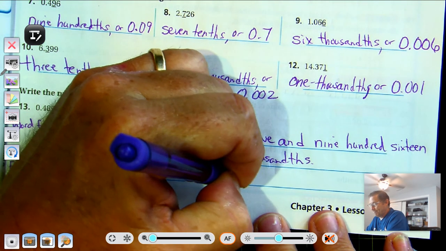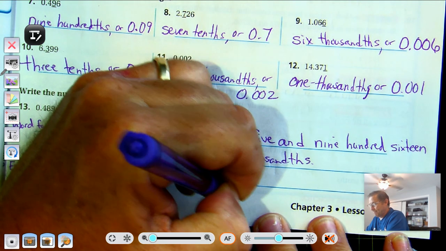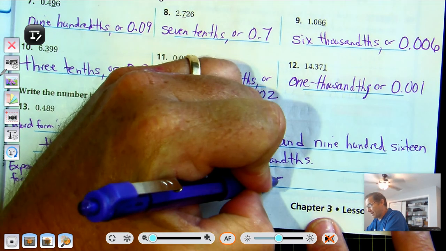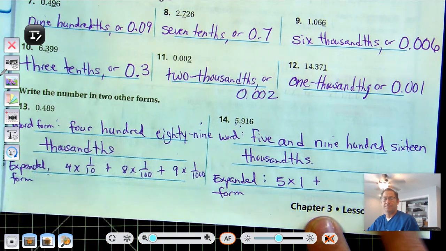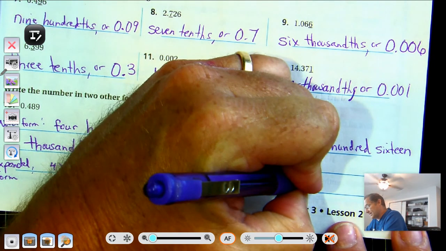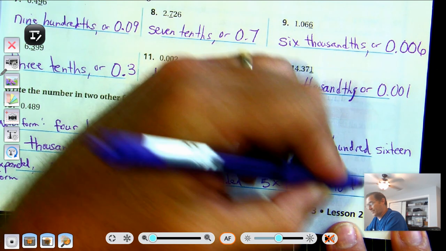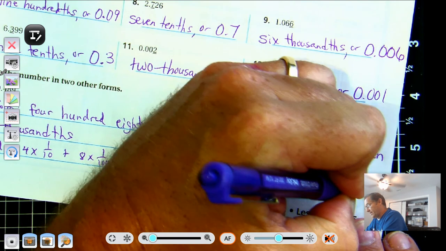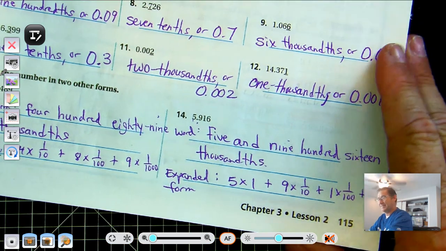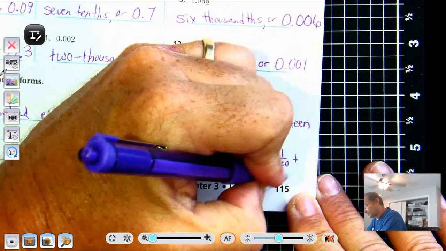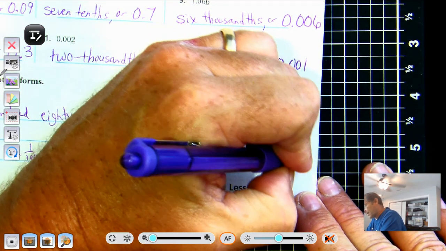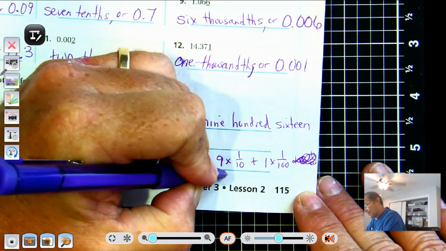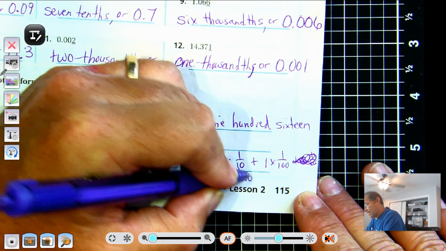Expanded form. Well, let's start with the ones. 5 times 1, that's the value of the 5. The 9 is 9 times 1/10 plus 1 times 1/100 plus 6 times 1/1000.